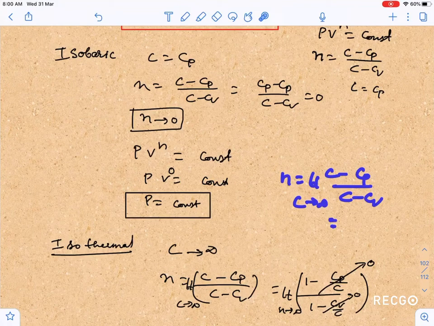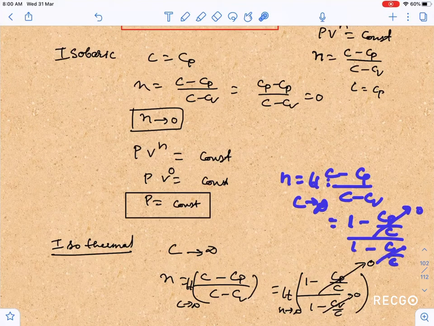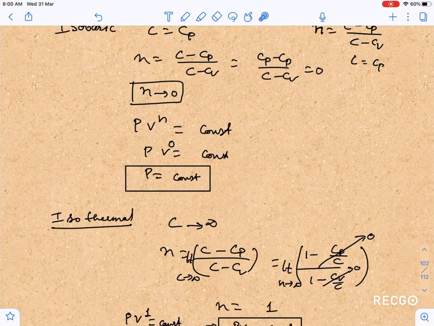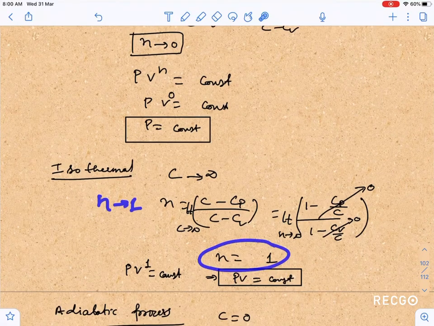So what you can do guys, if you have to solve this type of limit, you have to divide this term by C. So 1 minus Cp by C upon 1 minus Cv by C, because you know that guys, C tends to infinity, this term tends to 0, this term tends to 0, so n tends to 1. So I can say that when C tends to infinity, n tends to 1. I have written guys, C tends to infinity, n tends to 1.